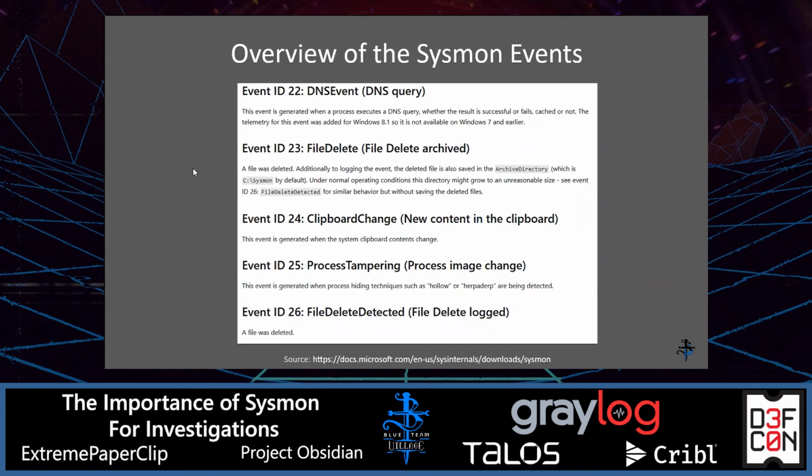Can be useful, it can also be noisy. Event ID 24, clipboard change. I'll be honest, this one kind of baffles me. Event ID 25, process tampering. A good example of that is if you hollow an executable. There's a tool called Shelter that can help you do that, where you can insert a payload for shellcode.